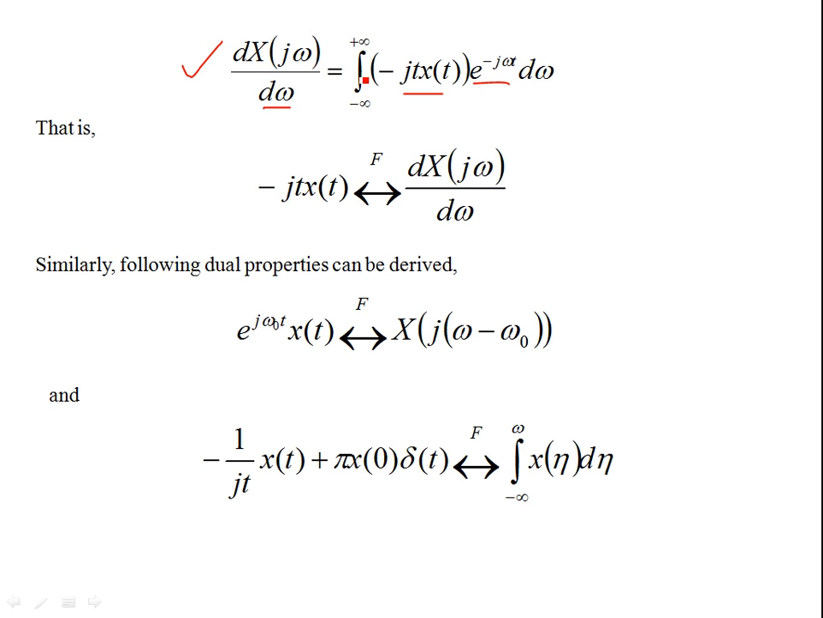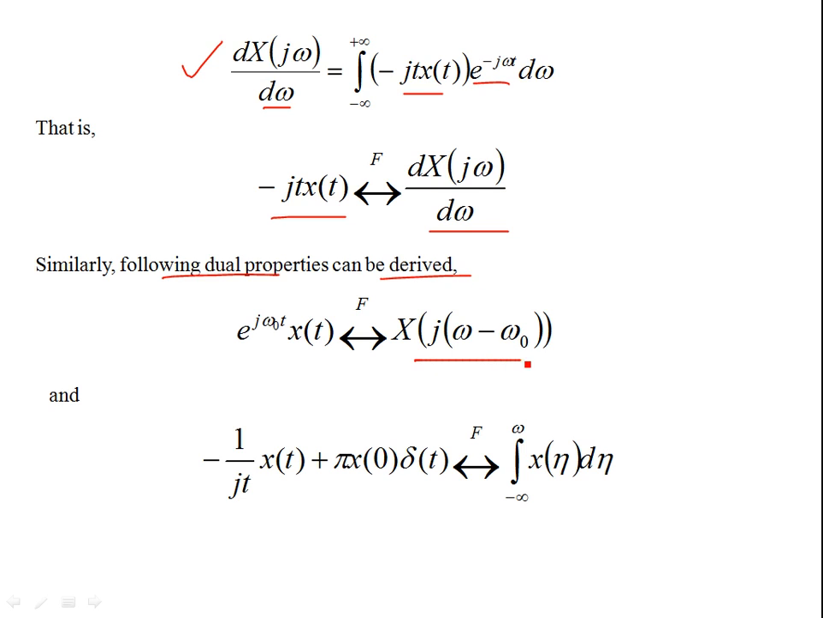If you look at this equation closely, the derivative of the Fourier transform has to be paired with jt. That is, if you take the derivative in the transform domain, in the time domain it's the multiplication with jt. Just like if you take the derivative of x of t in the time domain, you have to multiply the transform with j omega, right? So again, it's a multiplication in the time domain with jt, provided you take the derivative in the frequency domain. Similarly, the following dual properties can also be derived.